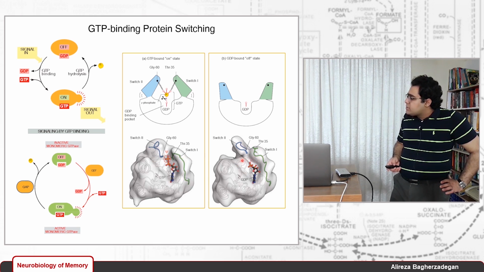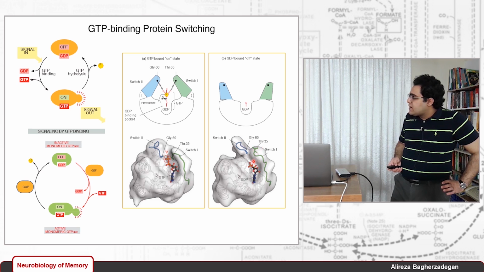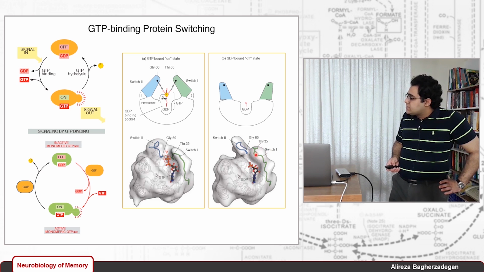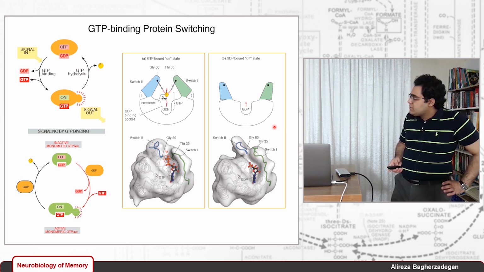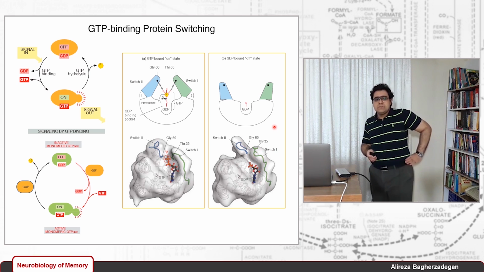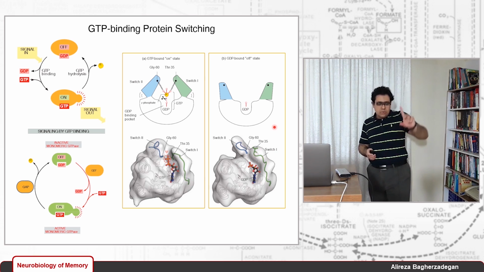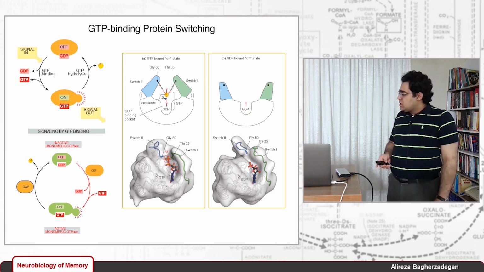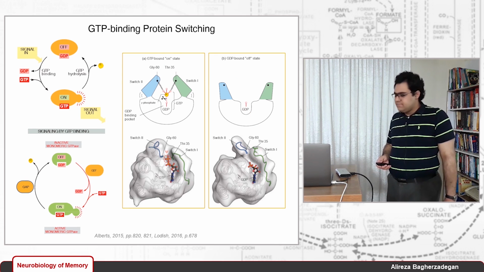But when we cut it out and hydrolyze GTP into GDP, you can see that these two switches undergo a conformational change, and look at the position of threonine 35 right now. It's no longer near the GDP; it changes position. So this is how switching happens, and this is how one single phosphate group can turn a G protein active.